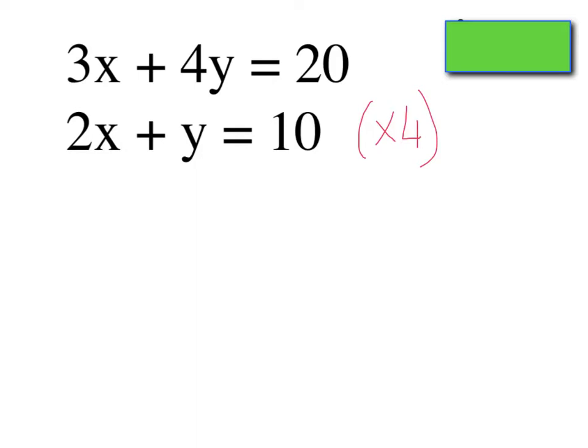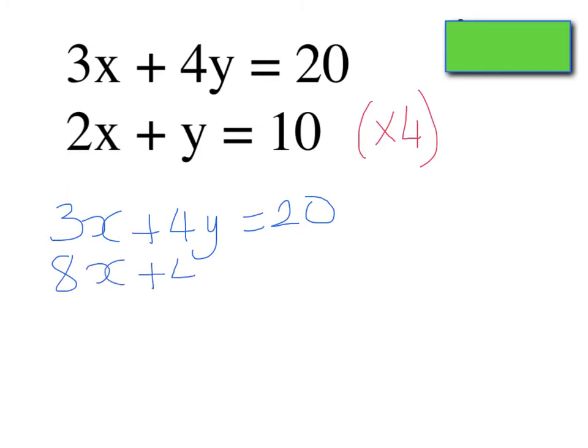So I'm going to rewrite my equations. 3x plus 4y equals 20, and 8x plus 4y equals 40. Now my coefficients in front of y are the same. I'm going to subtract them just like we did before.